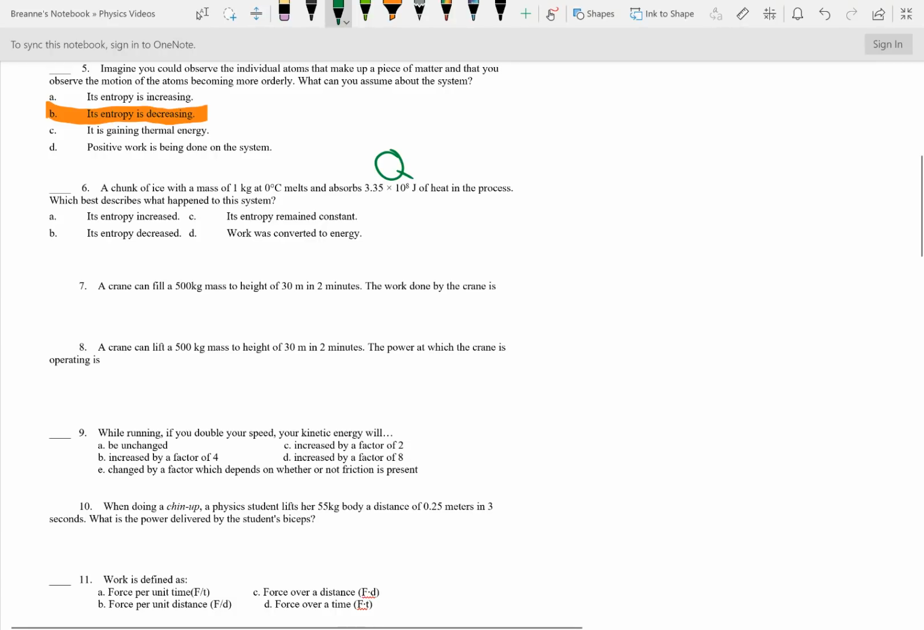In the process, which best describes what happens to the system? So basically, you're adding heat to the system. You're adding thermal energy to the system. So let's go back to the ice cube thing. When it's an ice cube, it's nice, solid, structured. It knows what it's doing. There's no movement really, just sitting there kind of vibrating a little bit, just very structured.